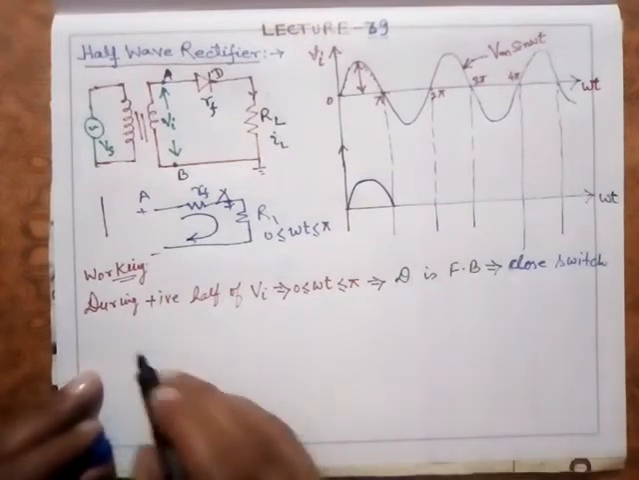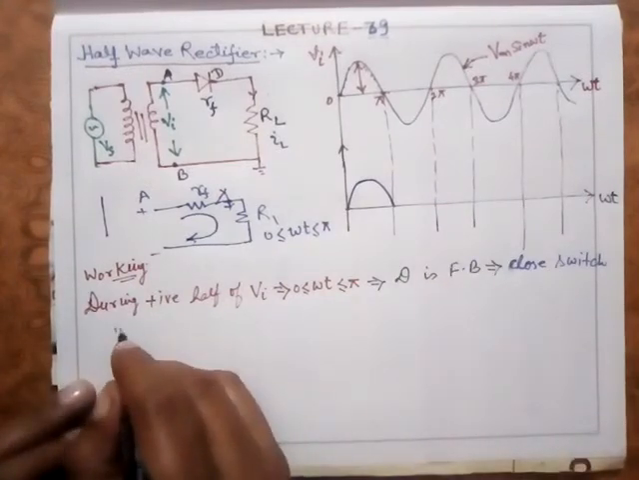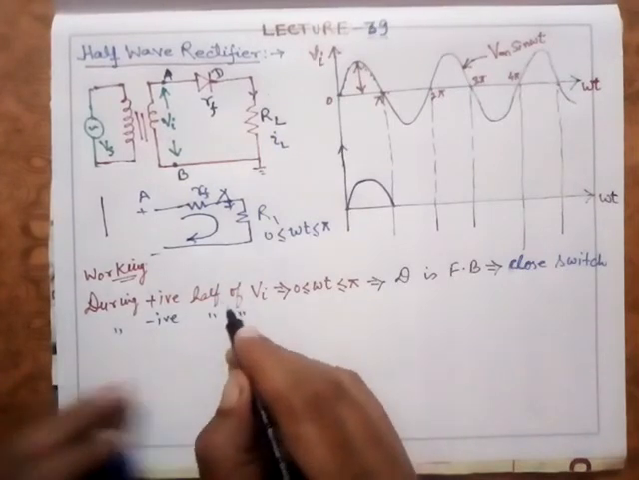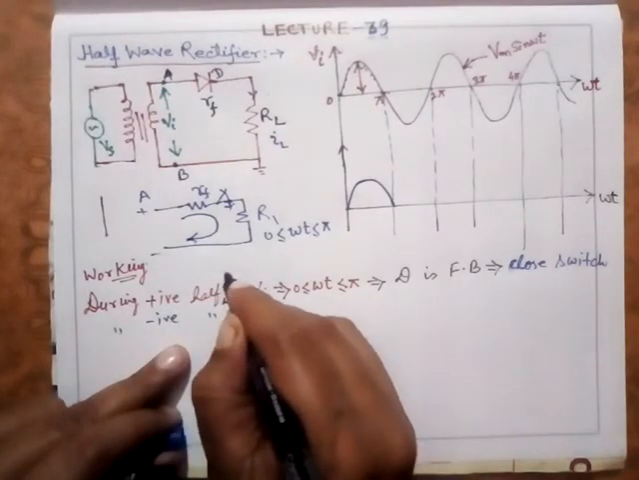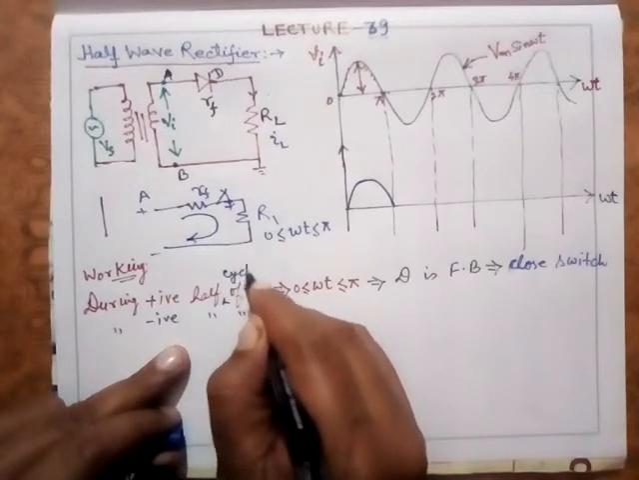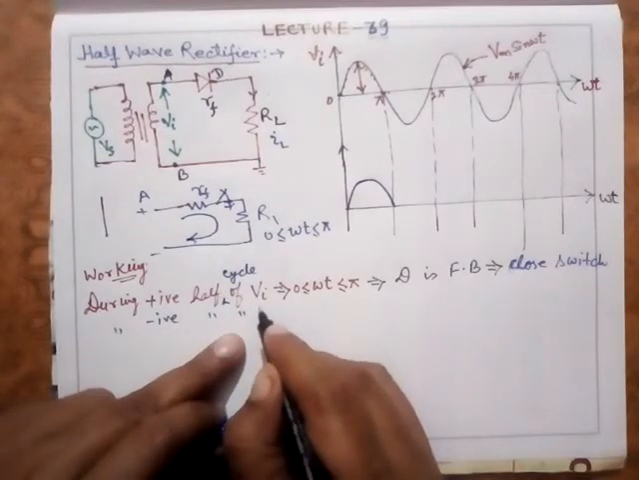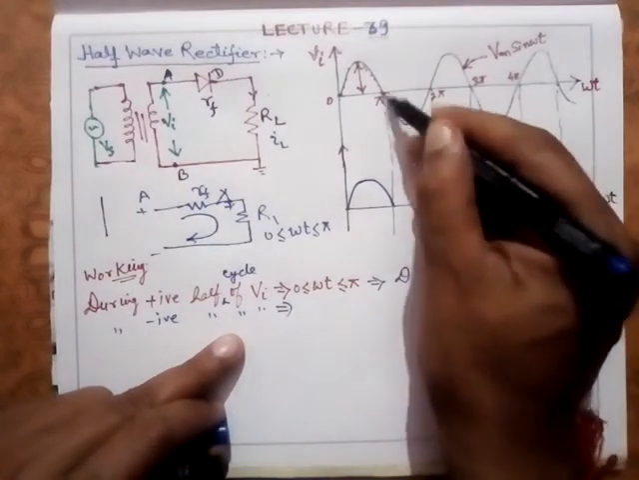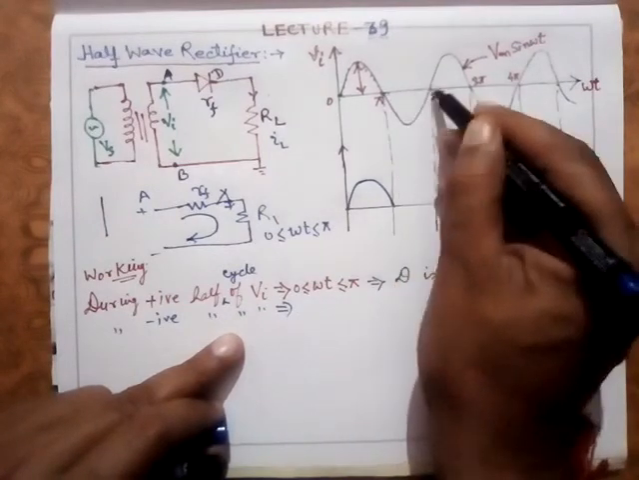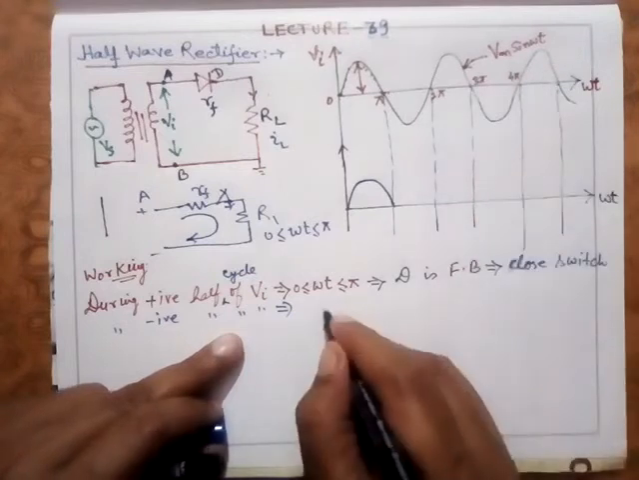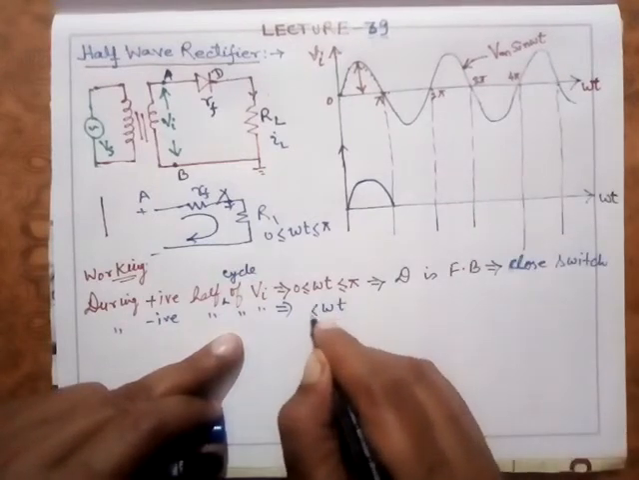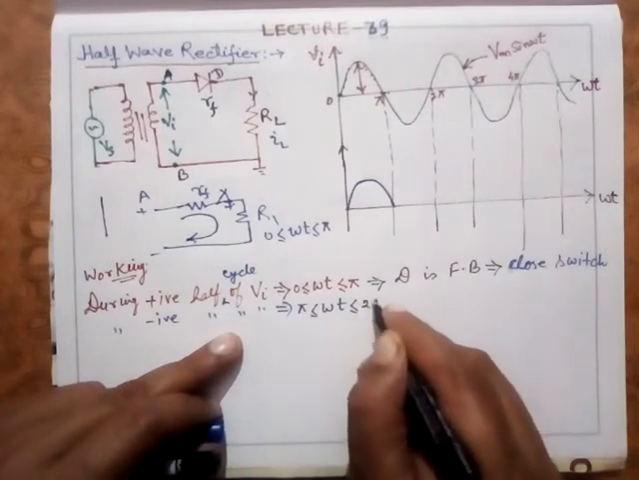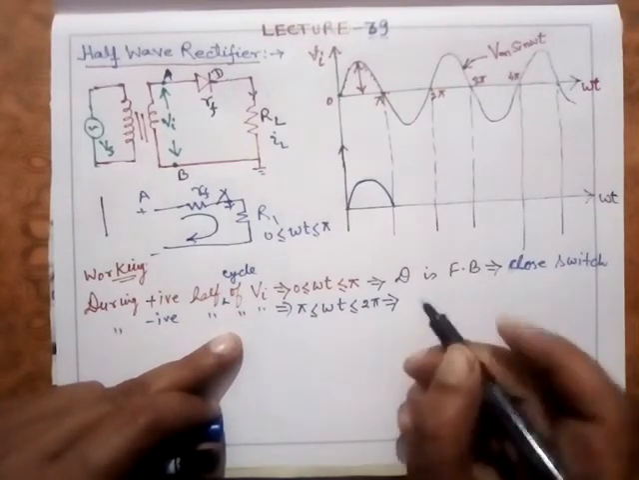Now what will happen during the negative half? I'm saying during the negative half cycle rather. Let's do one more term here, I missed it. During the negative half of Vi, negative half means this half I am talking about, that is omega t between pi and 2 pi. When omega t is between pi and 2 pi, what will happen?